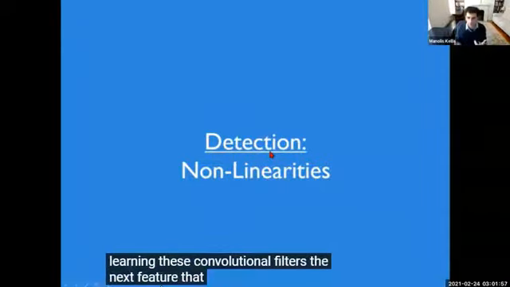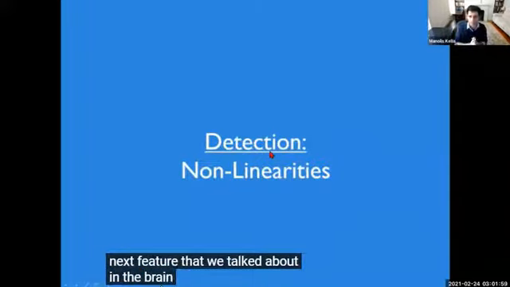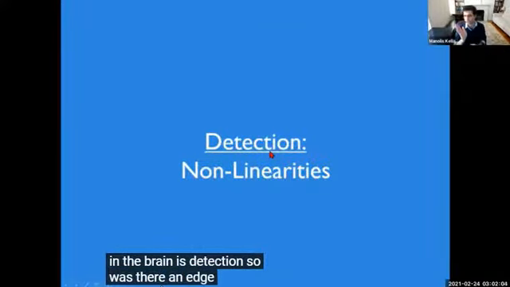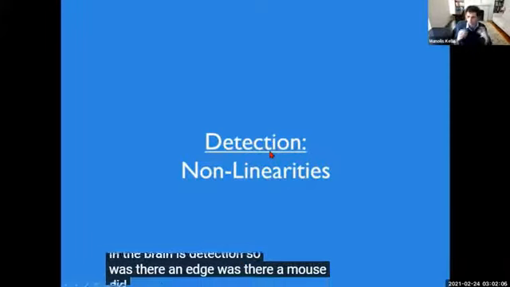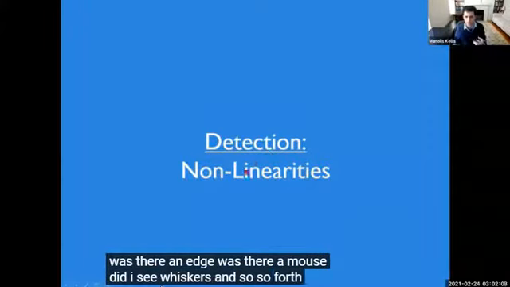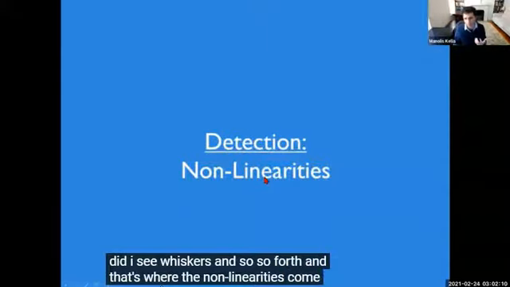The next feature that we talked about in the brain is detection. So was there an edge? Was there a mouse? Did I see whiskers? And so on and so forth. And that's where the non-linearities come in.